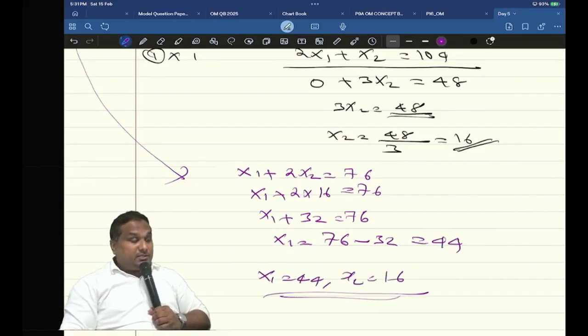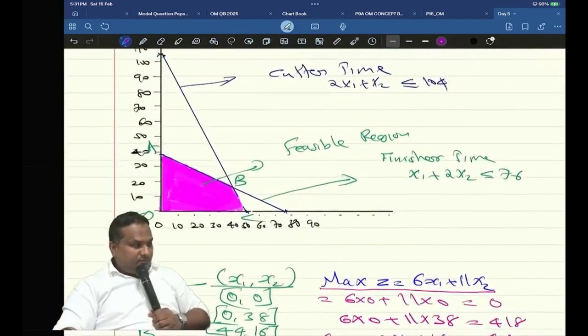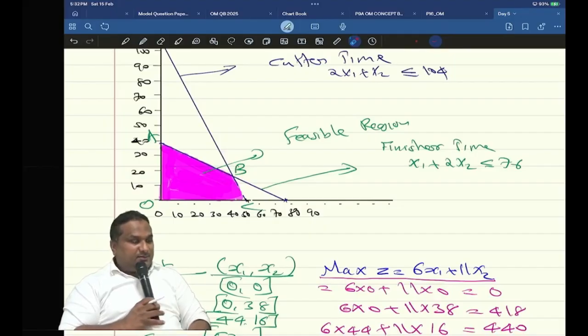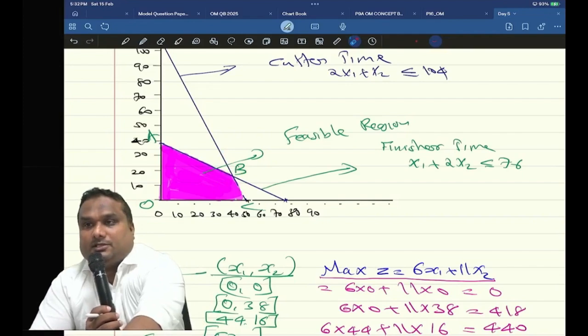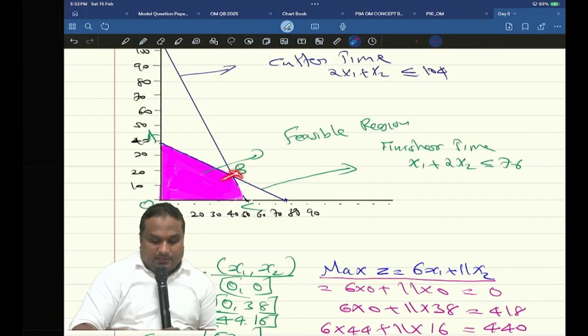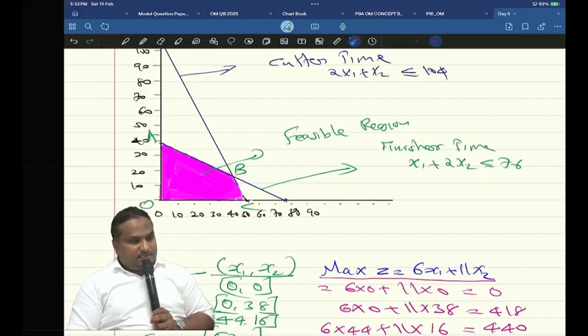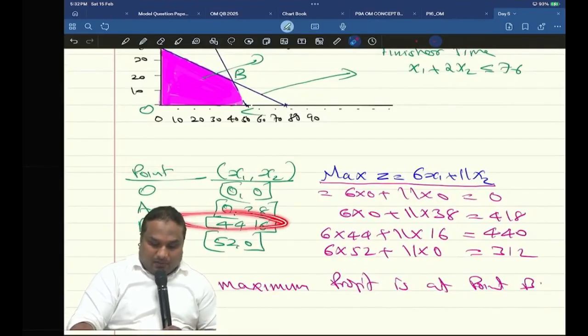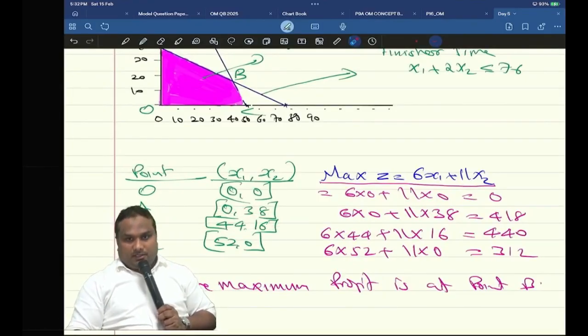These two equations will intersect there. This is a CA Foundation 1 mark MCQ question: at what point will these two equations intersect? At x1 equal to 44 and x2 equal to 16. This comes from the chapter on linear inequality in CA Foundation mathematics. So that is how we solve for x1 and x2.